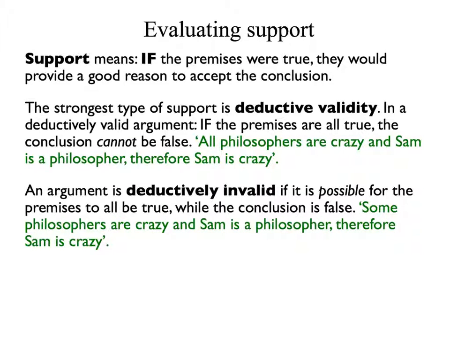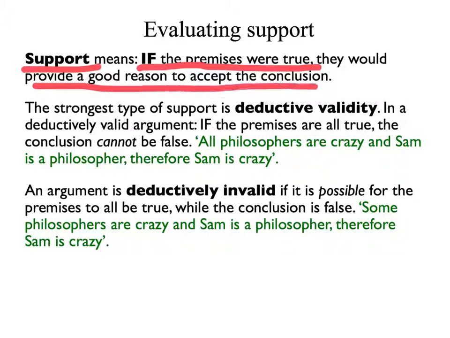So the other condition a successful argument has to satisfy is support. The premises should support the conclusion. What that means is something like this. If the premises were true, or if the premises were accepted as true, they'd give you a good reason to accept the conclusion. Notice this just says if, so it doesn't presuppose that the premises are true. Premises support a conclusion when, if the premises were true, they'd give you a good reason to accept the conclusion.